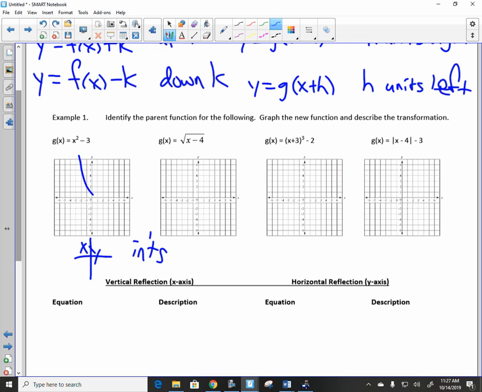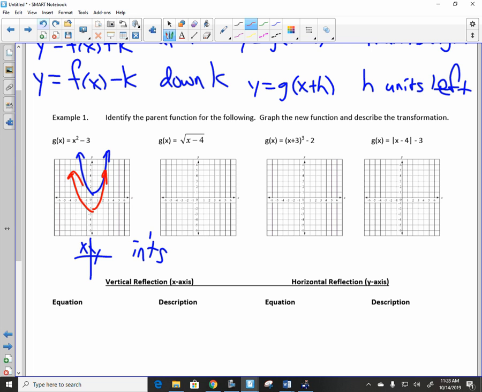You simply look for the parent function. In this case, it's going to be x squared. And then you think about the transformation. Is the minus 3 on the inside or outside? Outside. So that could be vertical or horizontal. Vertical. So it's going to shift it down 3 units. Look how easy that is.